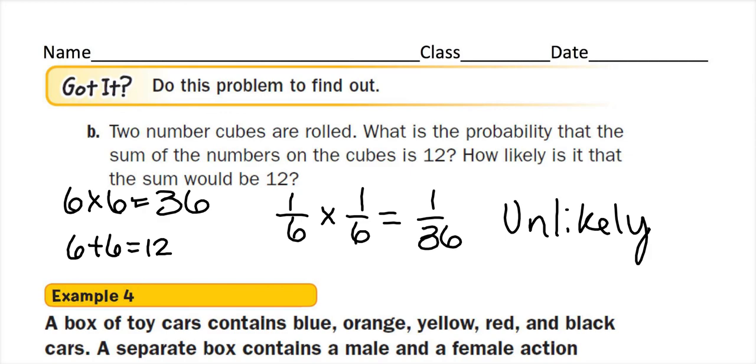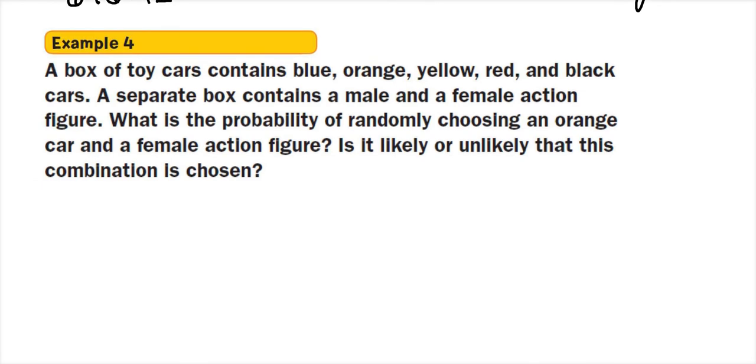Okay, and then example 4. It says a box of toy cars contains blue, orange, yellow, red, and black cars. A separate box contains a male and a female action figure. What's the probability of randomly choosing an orange car and a female action figure? Is it likely or unlikely that this combination is chosen?